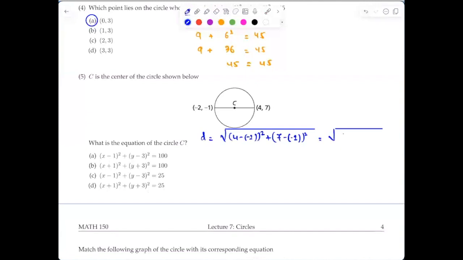So you got 6 squared plus 8 squared. So 36 plus 64 equal to square root of 100, or 10 for that matter. So that is the diameter. And from here, this gives you the radius to be d divided by 2, which is 5. So the radius is equal to 5.